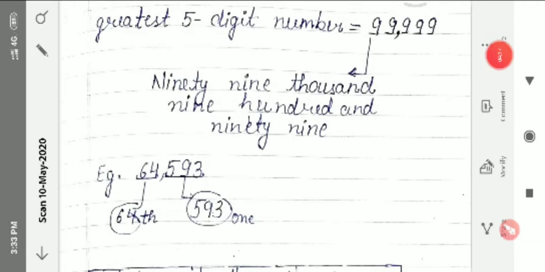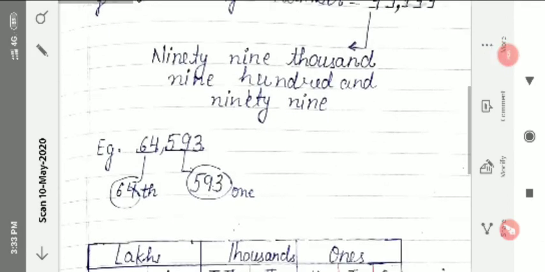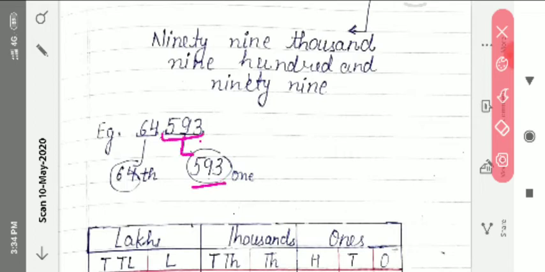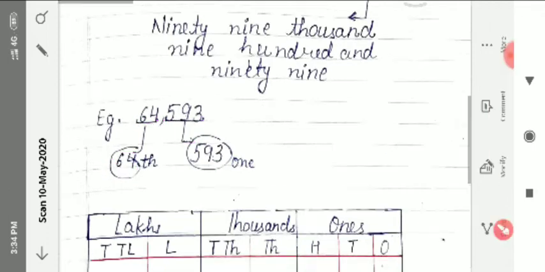Now let us take one example of a 5-digit number. How to place a 5-digit number in the place value chart. I have taken one example, 64593. Here 593 comes in the ones period. And here 64 comes in the thousand period. It means we need only 2 columns, that is, 2 periods only, as I have done here.